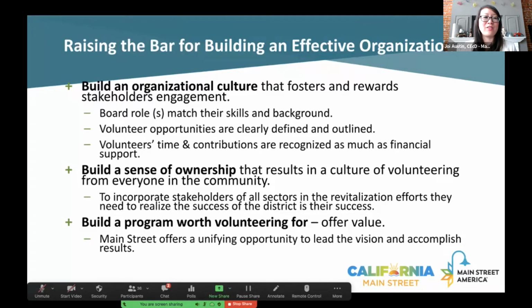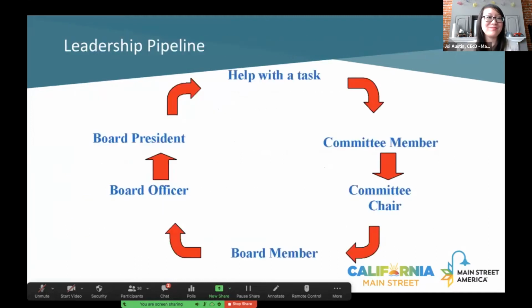So make sure that you are clearly defining what those opportunities are for your volunteers and for your board members, what kind of contributions they might be making in terms of time or talents, and really recognizing that the work they do is so valuable to your community. So share in all of those successes by bringing them on board and making sure they understand what they're bringing to the table, that it's very important.